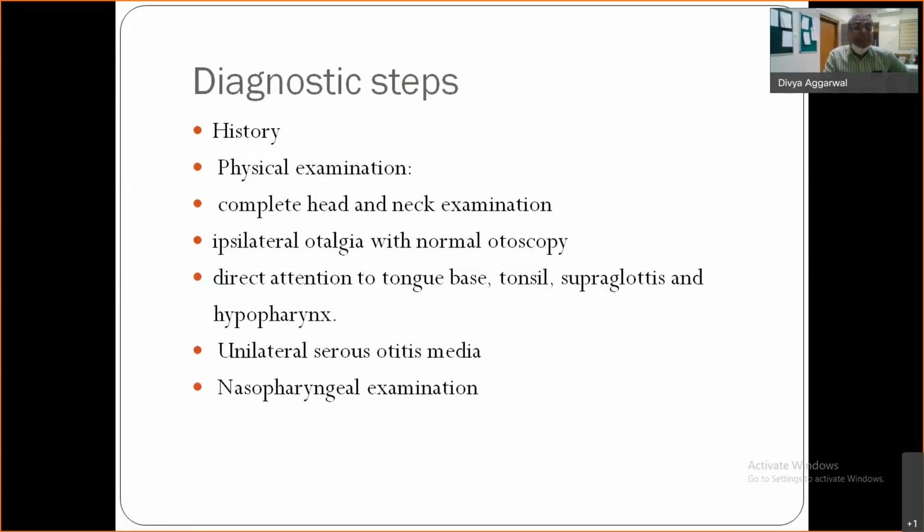Now, what are the diagnostic steps? History taking, physical examination, complete head and neck examination, ipsilateral otalgia with normal otoscopy directs attention to the tongue base, tonsils, supraglottis, hypopharynx, and unilateral serous otitis media requires nasopharyngeal examination. So history taking, as you know, is the most important. Then physical examination would include a complete, thorough head and neck examination. In this, you would be careful whether the patient is complaining of any otalgia with a normal otoscopy. If there is a normal otoscopy and an ipsilateral otalgia, then you would suspect some sort of tumor, some sort of cancer, which is causing this otalgia.